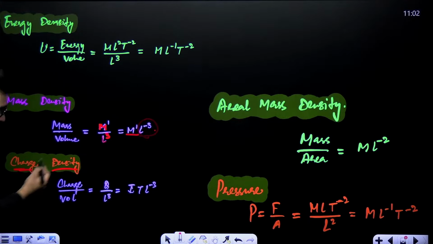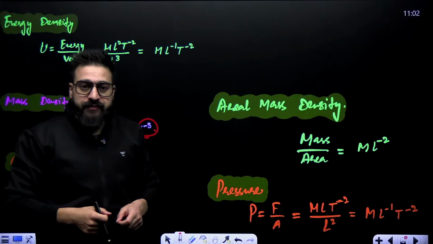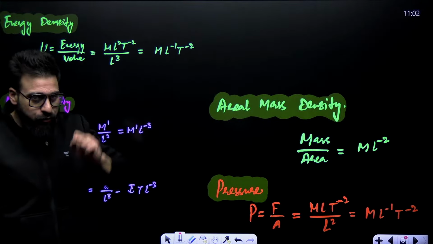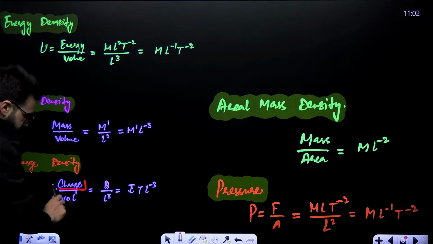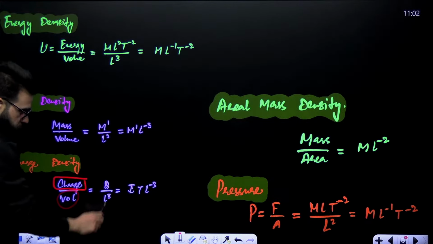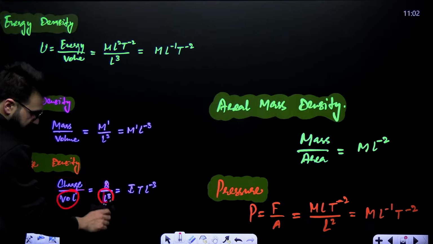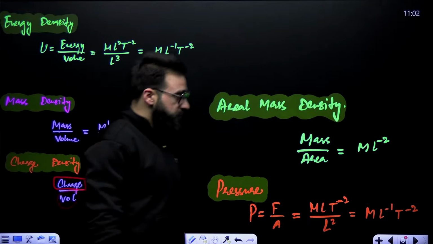For charge density, it is charge per unit volume. How much charge is present in the unit volume? So I can say this is charge divided by volume. Charge is Q and volume is L cube. Do it and you will get the answer.